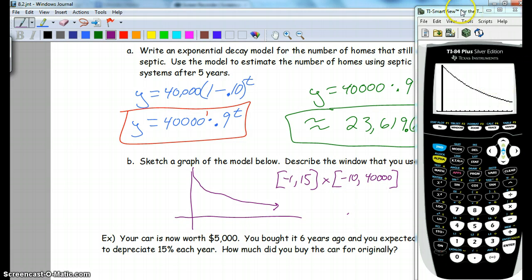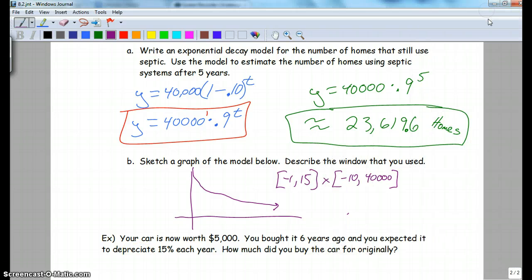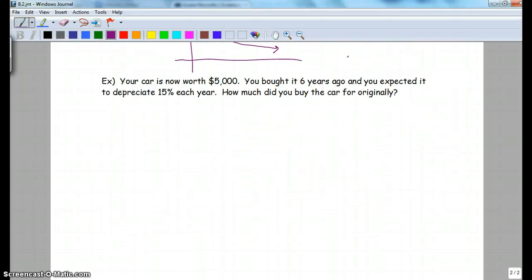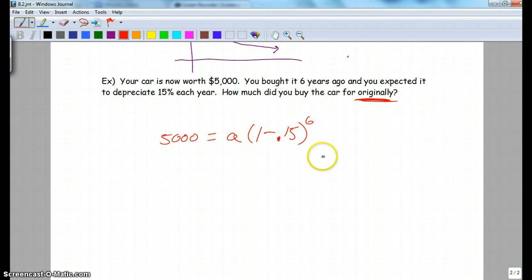All right, so the last example here, your car is now worth $5,000. You bought it 6 years ago and you expected it to depreciate by 15% each year. That would be wonderful if it was only $15. How much did you buy the car for originally? All right, this time we're trying to find the original amount. Our car right now is worth $5,000. So 5,000 equals the initial amount times, and we knew it was going to depreciate, excuse me, not 1, 1 minus, we're going to depreciate by 15% each year, and that was 6 years ago.